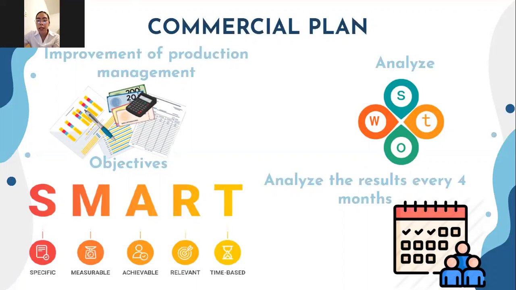Then you must analyze the means available to the business. This can be human, technological, or financial. And finally, the action measures must be implemented to meet the objectives. And to know if the plan is working, the results must be analyzed every 4 months to adjust or modify the strategy until it fits the needs of the business.